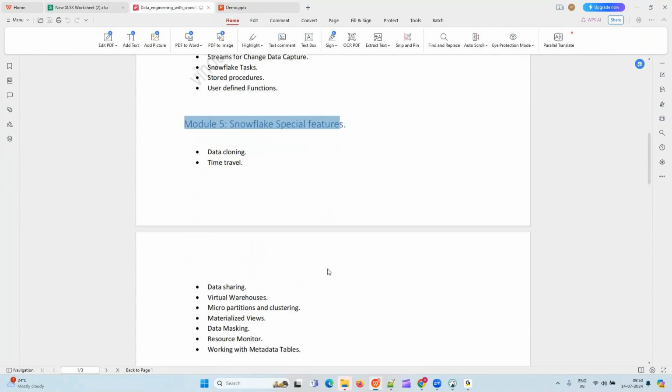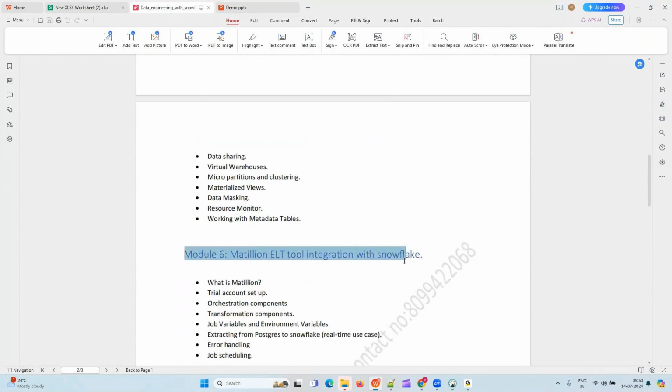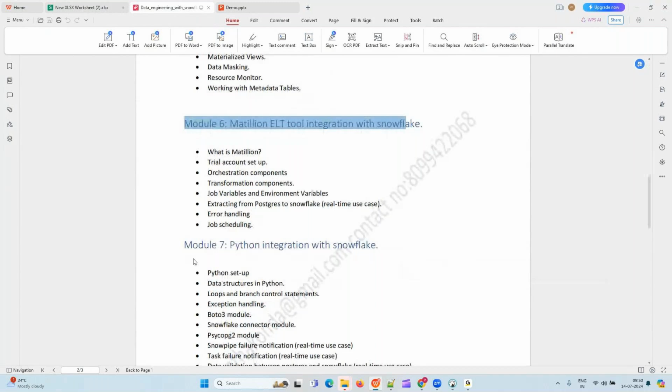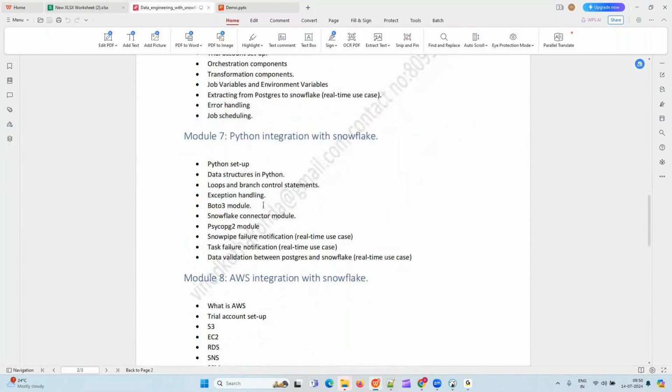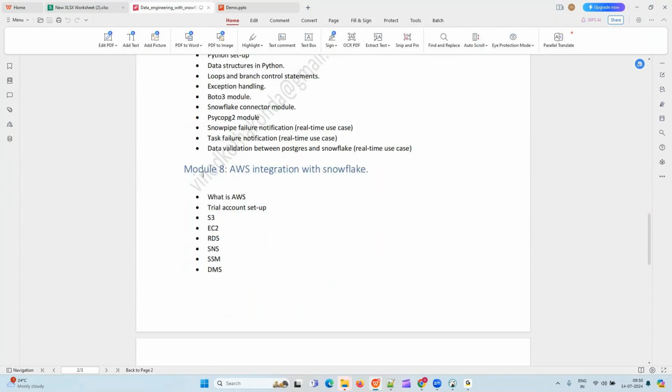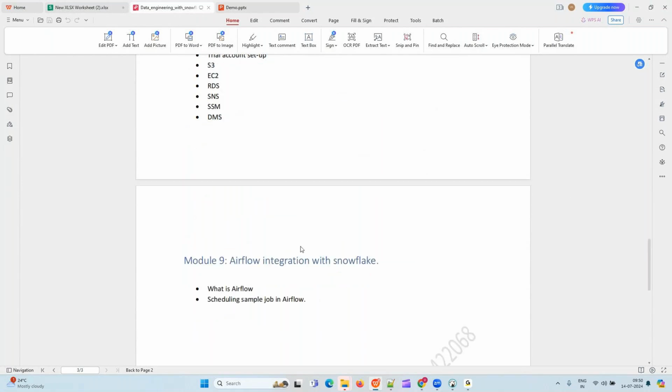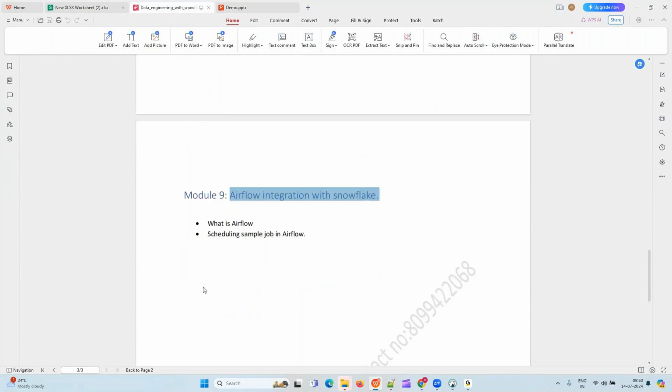After that, I'm going to start Matillion. Then Python: I used to teach this part, and if there is time, I will also teach Python with Snowflake, maybe 2 or 3 sessions. Then AWS integration with Snowflake and Airflow. And there is another module I did not add here, DBT integration with Snowflake. So this is how my course content looks.